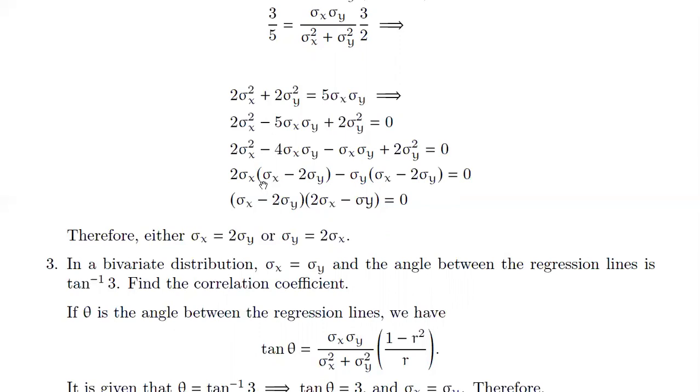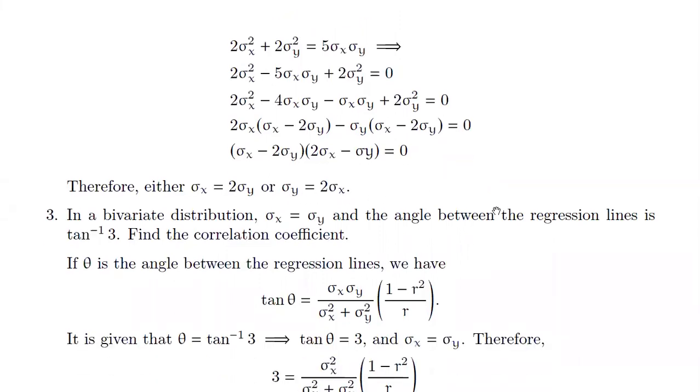So now note that sigma x minus 2 sigma y is a common term here as well as here. So take it out. So if you take that term out, what will remain here is 2 sigma x, and what will remain here is minus sigma y, that's equal to 0, which will definitely prove that sigma x minus 2 sigma y is equal to 0. If you assume that, we get sigma x equal to 2 sigma y, or if you take that 2 sigma x minus sigma y equal to 0, that will imply that sigma y is equal to 2 sigma x, which are the required things to be proved.